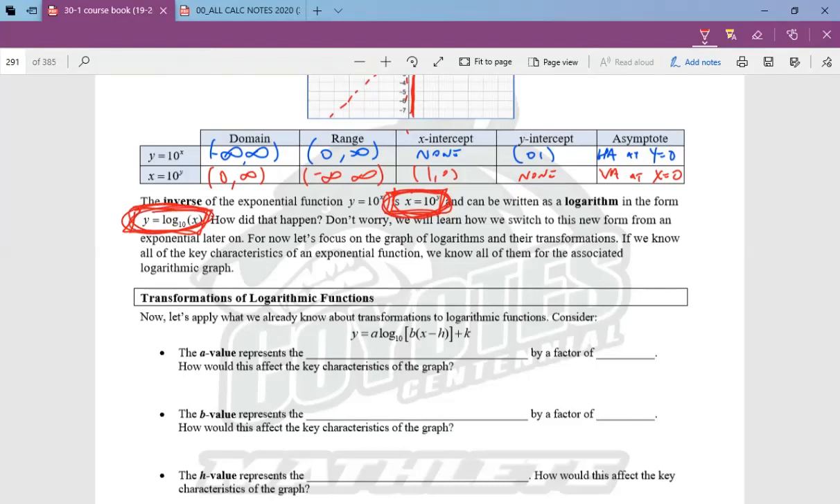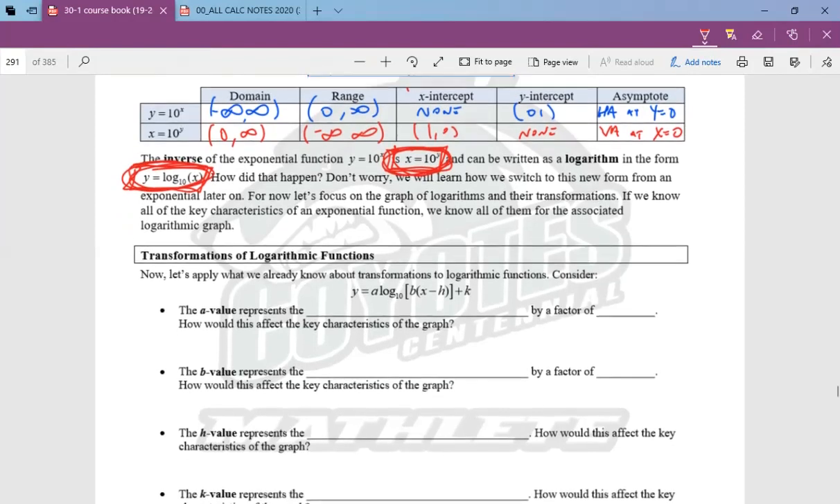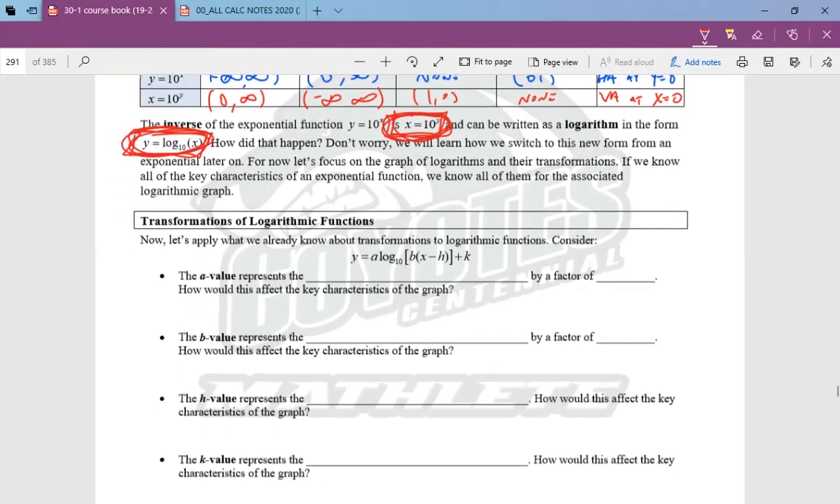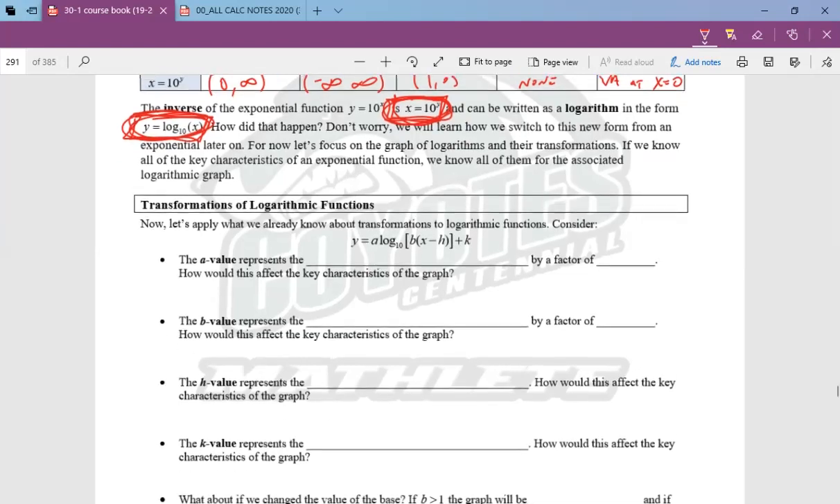We'll do that when we want to algebraically solve for something that's in the exponent, or we'll do it if we want to algebraically solve for something that's within the logarithm. For now, let's focus on the graph of logarithms and their transformations. If we know all the key characteristics of an exponential, then we know all of the associated logarithmic characteristics. Okay, so again, just relating this back to transformations for a little bit.